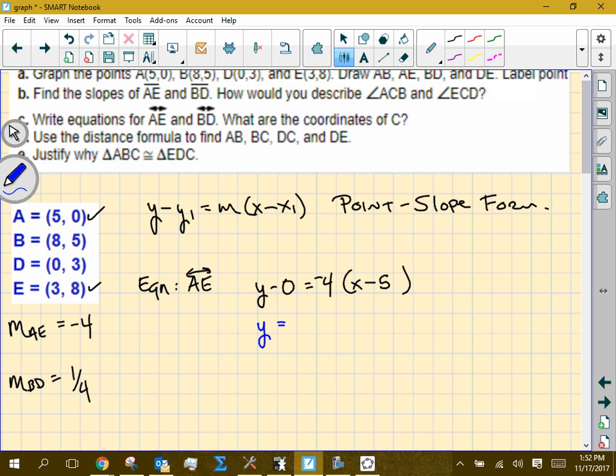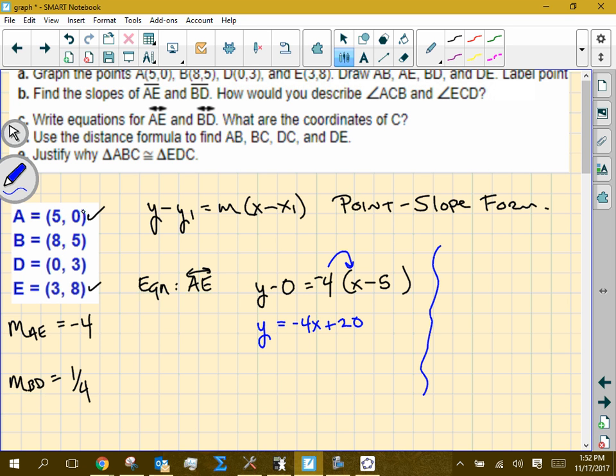Isn't it just y? Yeah. Okay. Now I'm going to distribute this. Gives me -4x plus 20. And there's my equation for AE: -4x plus 20.